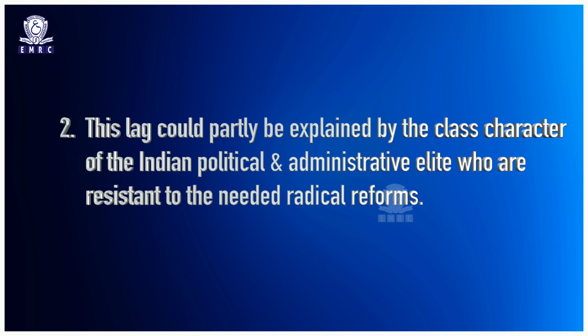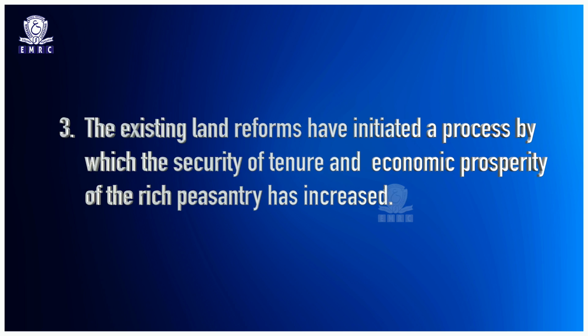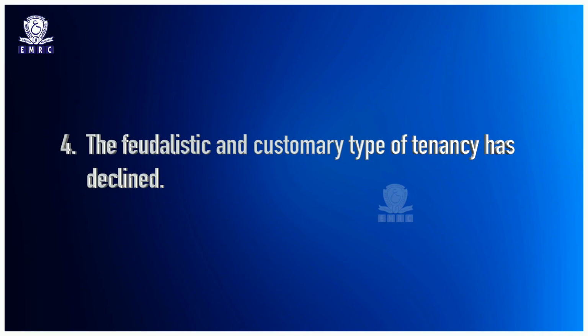Number two, this lag could partly be explained by the class character of the Indian political and administrative elite, who are resistant to the needed radical reforms. Third point is, the existing land reforms have initiated a process by which the security of tenure and economic prosperity of the rich peasantry has increased, while the condition of the small peasants, both in respect of economic level and tenurial stability, has deteriorated. The feudalistic and customary type of tenancy has declined and it has been replaced by a capitalistic form of lease labor or wage labor in the agrarian system.